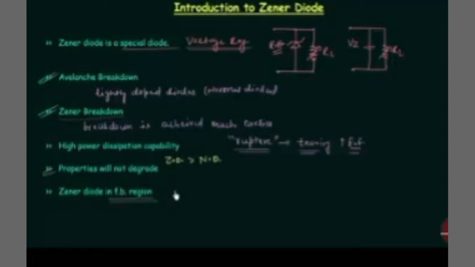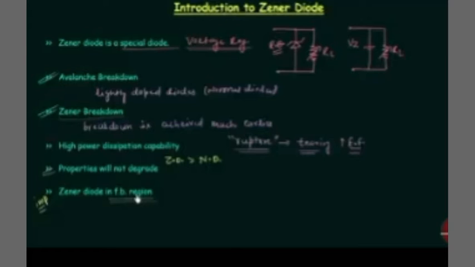The Zener diode in the forward bias region is similar to the normal diode in the forward bias region. This is an important point. Most people relate the Zener diode to reverse bias condition only, but the Zener diode can easily be used in the forward bias region also. There is no difference between the Zener diode and the normal diode in the forward bias region. It will have similar characteristics as a normal diode.